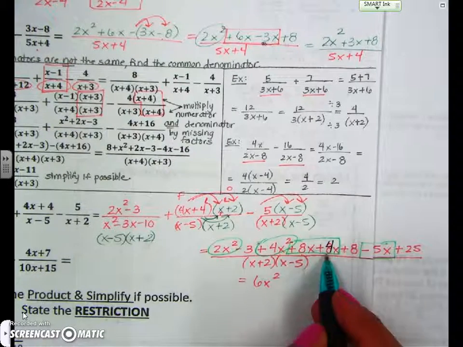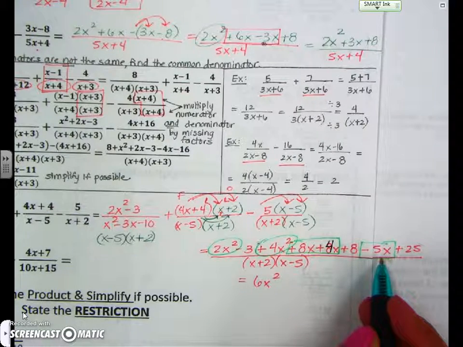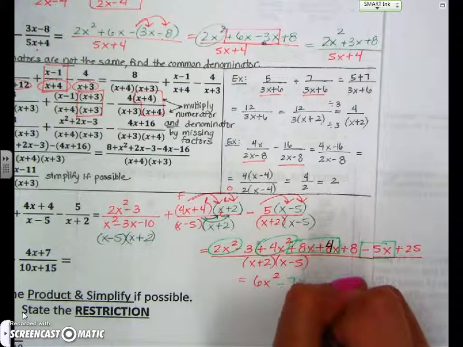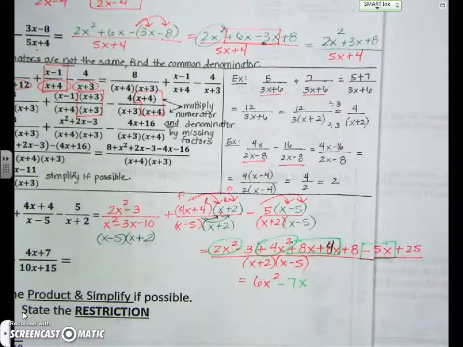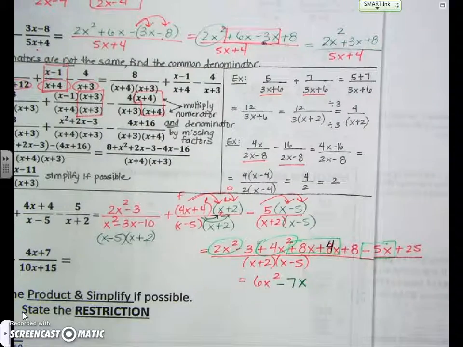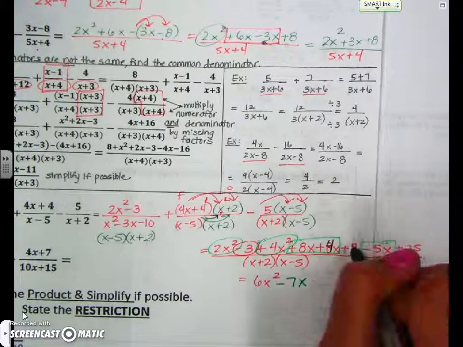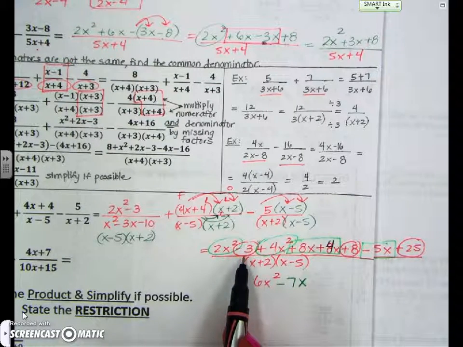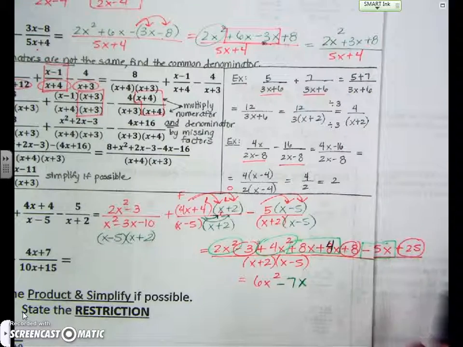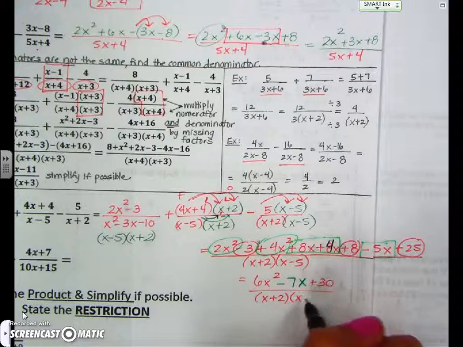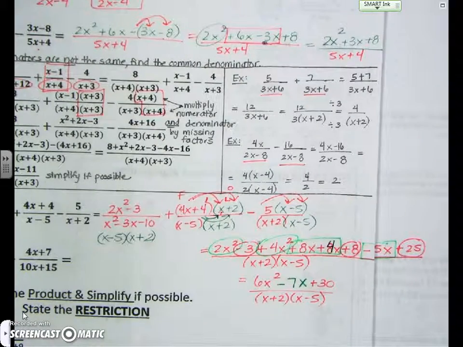No, 8 plus 4 is 12. 12 minus 5 is? 7. Yeah, 7. Minus 7x, and then finally at the end, what do we have left over? We have a minus 3 plus 8 plus 25. 8 minus 3 is 5, and 25 plus 5 is 30. And that's it. That's you combining all of your like terms.